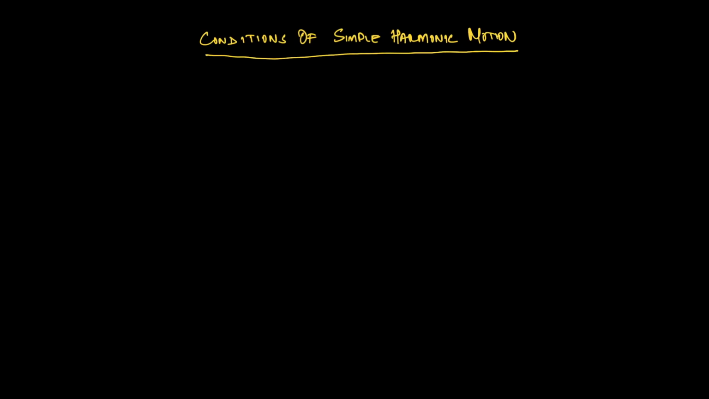So we're going to continue our discussion on simple harmonic motion, and we're going to start off by talking about what the conditions are that are required for simple harmonic motion. I think after having watched the last video, it should be pretty evident to you what these conditions are. So condition number one, your oscillation or your vibration has to be about a fixed point.